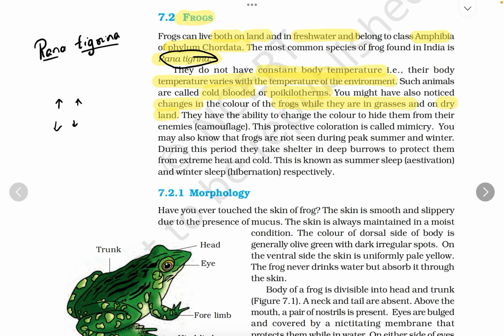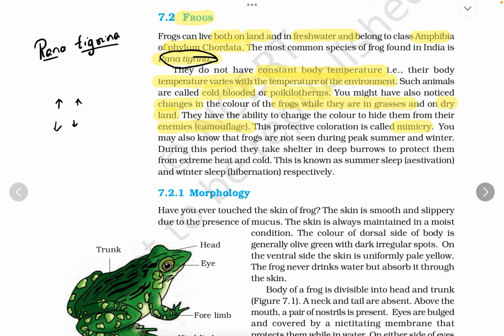On dry land, you have seen they become almost brownish, dry frogs, whereas when they're living on grass, they're green in color. So they have the ability to change color to hide from their enemies. They can do camouflage. This protective coloration, to protect themselves from being eaten by other animals by hiding, is called mimicry.